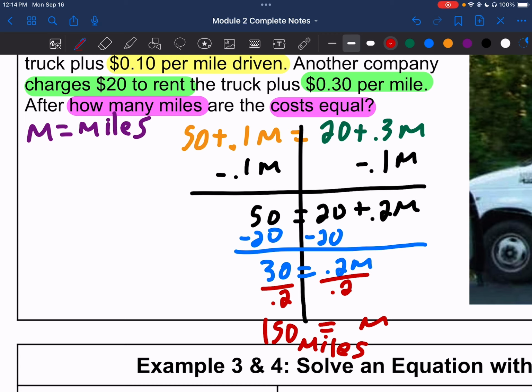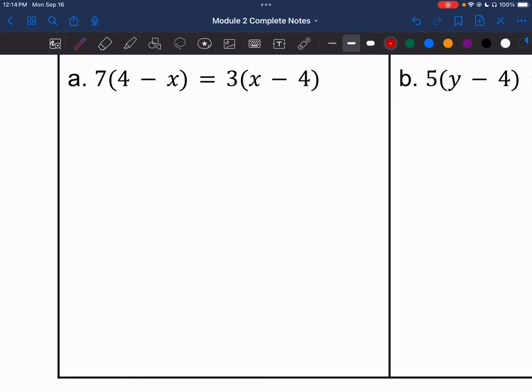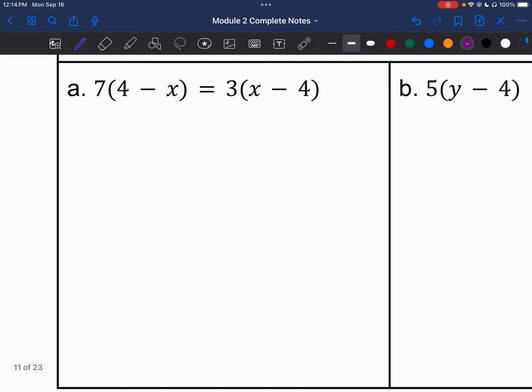All right. Now we're going to move on to example 3 and 4, which is solving an equation with grouping symbols. Unlike previous problems where we've been able to divide without having to do distributive property, here we've got distribution happening on both sides. So that means we're going to have to use distributive property in order to simplify this equation. So we start off, 7 times 4 is 28. 7 times negative x is minus 7x. Is equal to 3 times x is 3x, and 3 times negative 4 is minus 12.